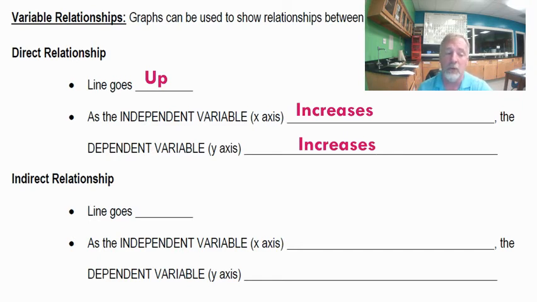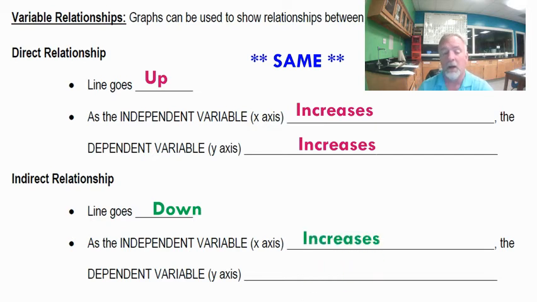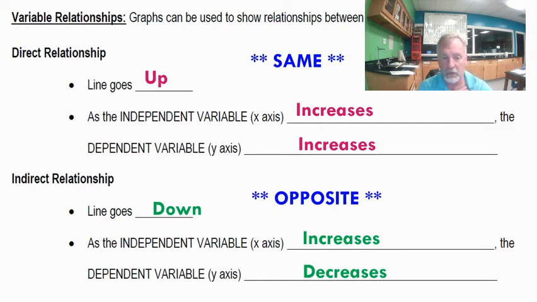I want to contrast that to an indirect relationship because it's exactly the opposite. In a direct relationship, both variables increase. In an indirect relationship, our line slopes down. That means as our x-axis, our independent variable, increases, our dependent variable decreases. So our variables, x and y, are going in opposite directions. Same direction, we call it direct. Opposite directions, we call it indirect.